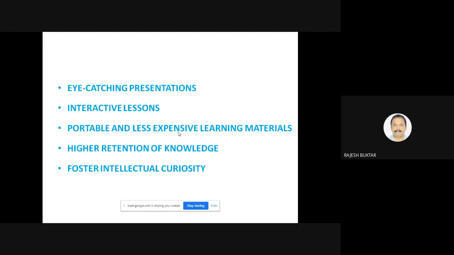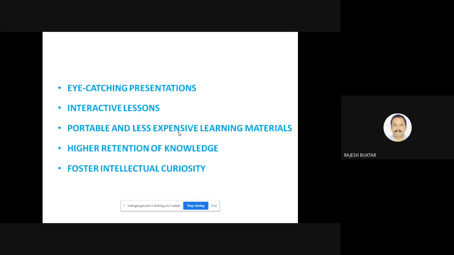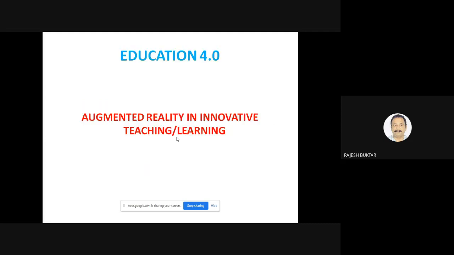So why integrate augmented reality technology in the classroom? These are the simple reasons which we can quote: eye-catching presentations, interactive lessons, portable and less expensive learning materials, higher retention of knowledge, satisfying NBA criteria, and fostering intellectual curiosity. Sky is the limit; students, being curious, can think to leverage augmented reality with different kinds of applications. So, augmented reality in innovative teaching and learning.